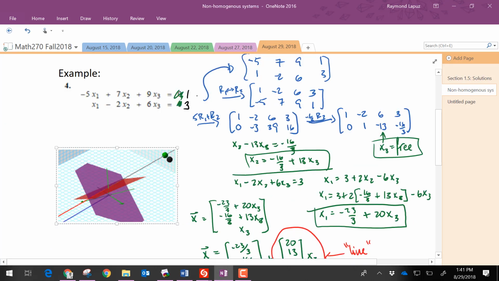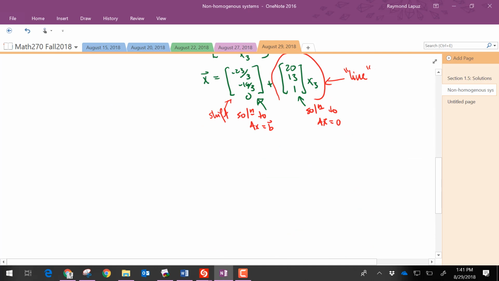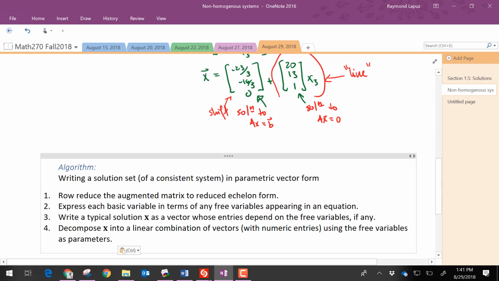So let's see if we can summarize what we were just doing for finding solutions for non-homogeneous systems. What we want to do is row reduce the augmented matrix. We did it with row echelon form, but if you go all the way to reduced row echelon form, then you would get the answers more immediately.